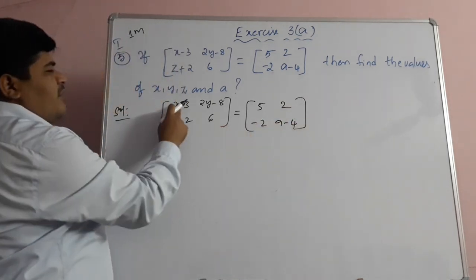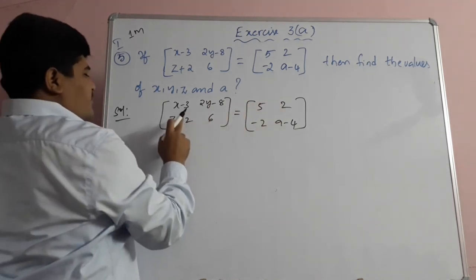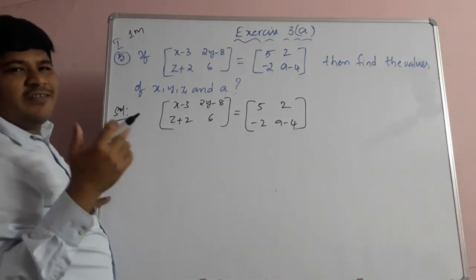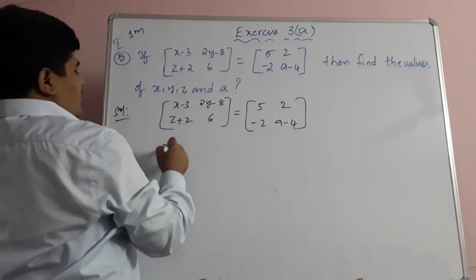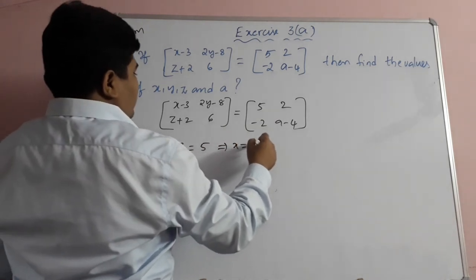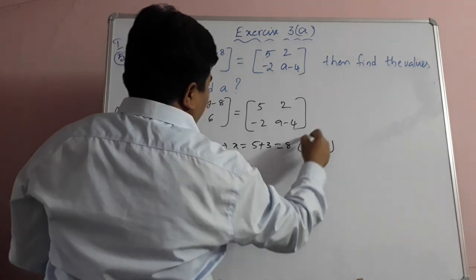So children, when two matrices are equal, then we have to equate the corresponding elements. So x minus 3 and 5, both are equal. So a11 is equal to b11, a12 is equal to b12, a21 equals b21, a22 equals b22. So we have to equate these corresponding elements. So children, see, x minus 3 is equal to 5. That implies x is equal to 5 plus 3, that is equal to 8. So x is equal to 8, children.